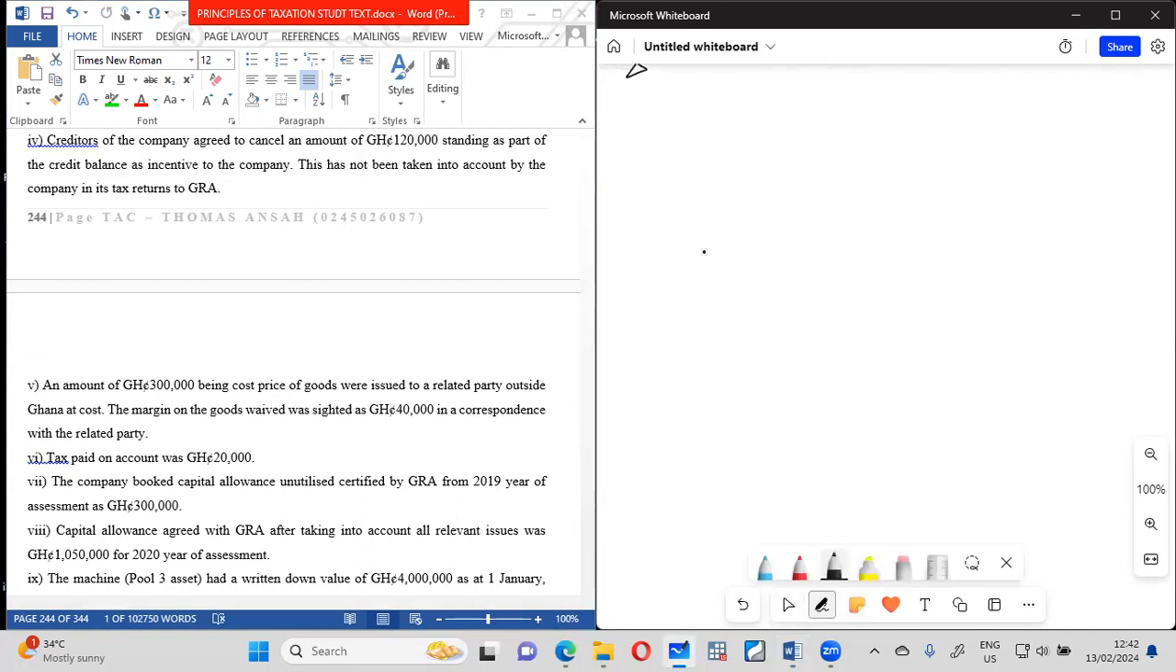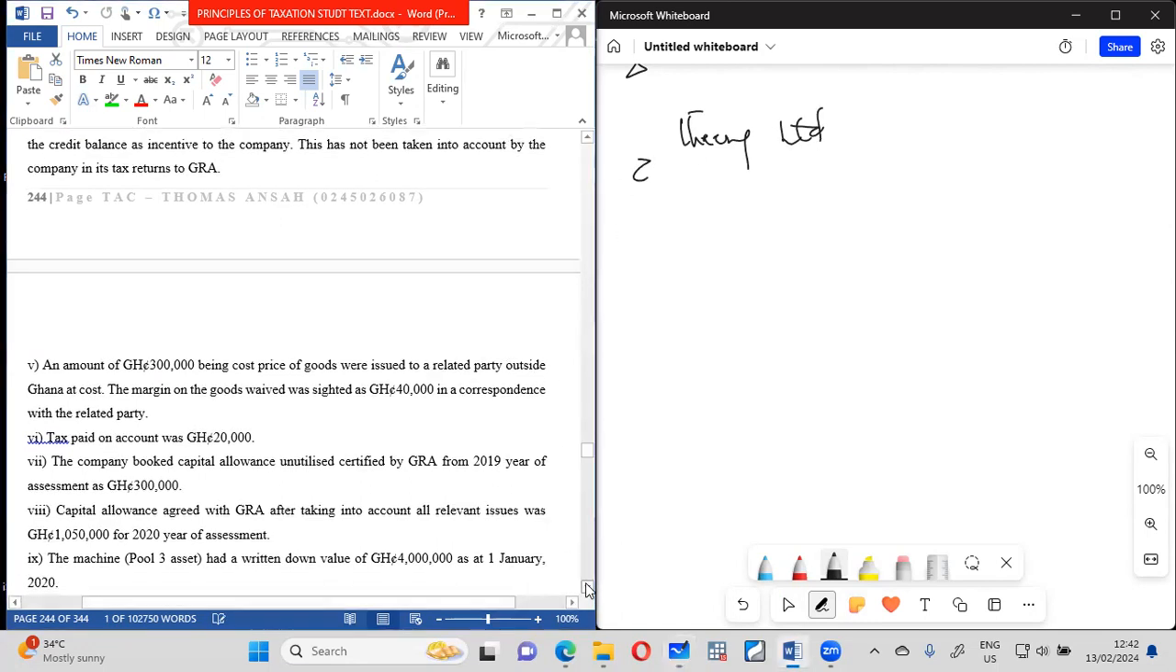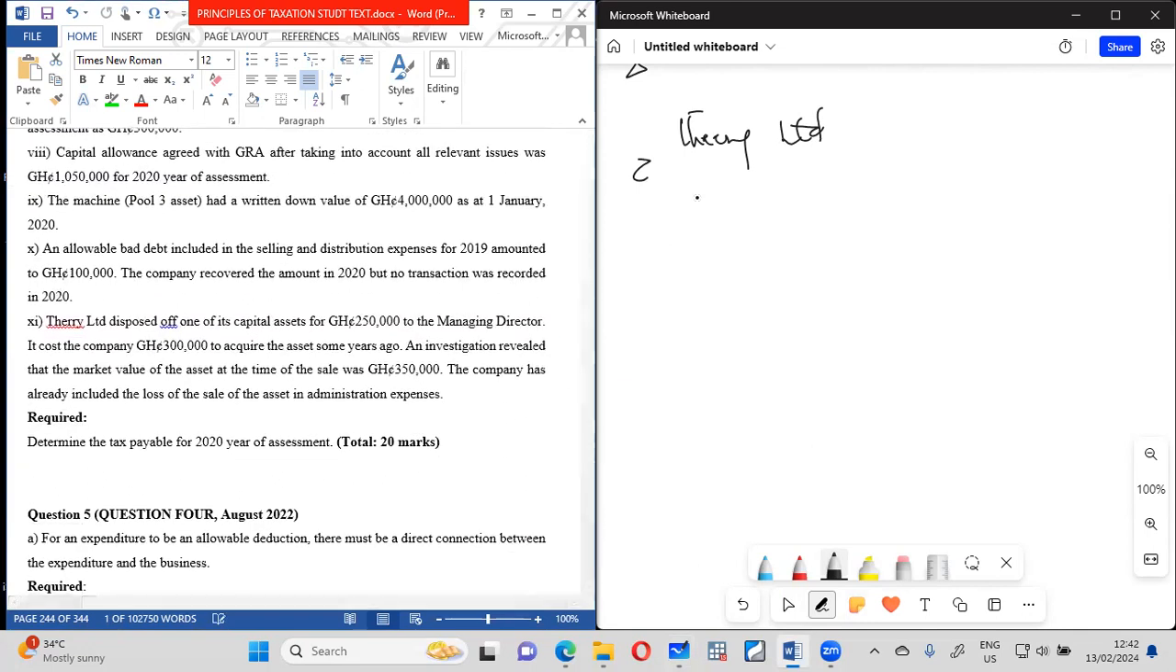So you write the name of the company. All right, that company that you are working for is Thierry, right? Thierry Henry. So computation of what? Computation of tax payable for year of assessment 2020. All right, the BP, the basis period is also this.